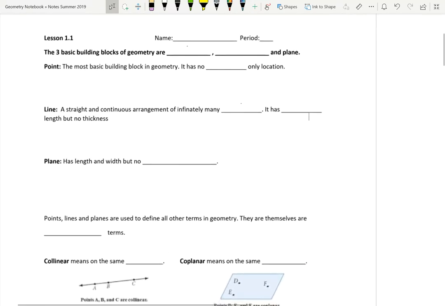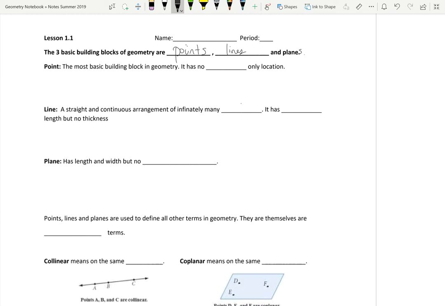Hello, welcome to Geometry. This is lesson 1 of chapter 1, going over the 3 basic building blocks of geometry and vocabulary and symbols related to them. Starting with the first blanks, we have the 3 basic building blocks of geometry are points, lines, and planes. These 3 terms will define all of the definitions throughout this course.